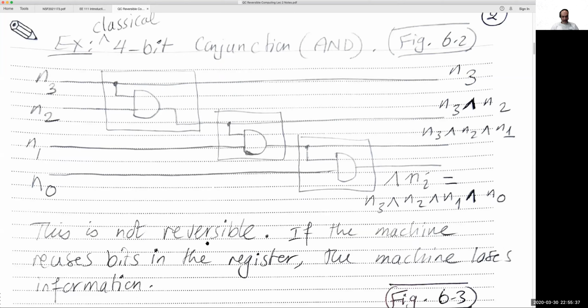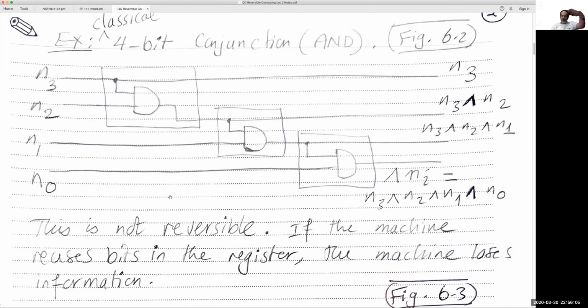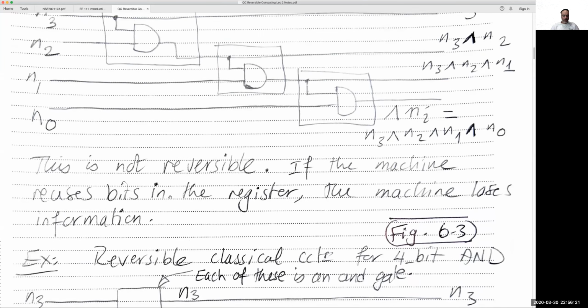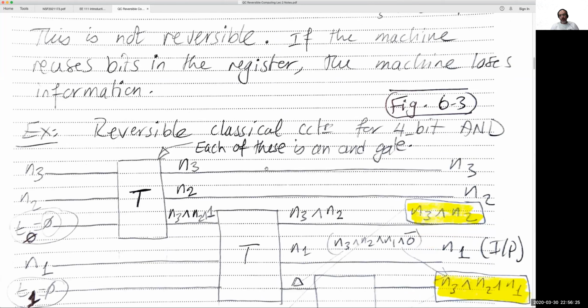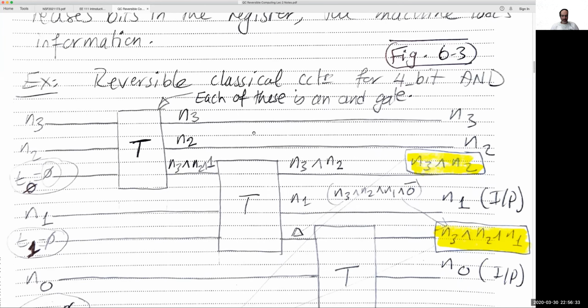So this implementation is clearly not reversible, right? There is the output, but all you have is the final output of the AND of the 4 inputs, and you have ANDs of the previous 3 bits, 2 bits, and then a single bit, you cannot get N0, N1, and N2 out of this. So this is clearly irreversible. So if the machine that we assumed reuses bits in the register, the machine loses information. And losing information, by definition, makes it an irreversible operation. So let us move on to figure 6.3, where we try to implement, similar to the above implementation, a reversible classical circuit for 4-bit AND.